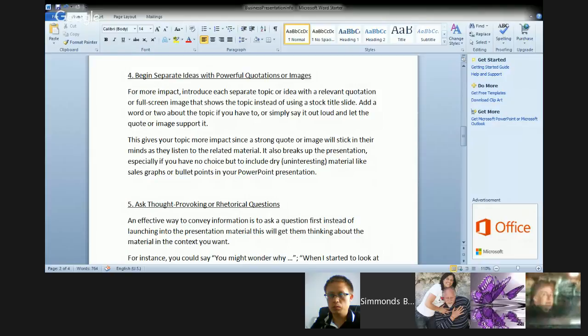When it's talking about a stock title slide, this is, for example, in PowerPoint when you have the slides and you can choose the slide layout, what it looks like, and then you just add the information. And so changing those things might be a little bit better, just to make it a little bit more interesting too. Okay.